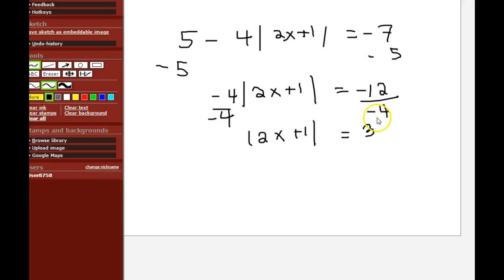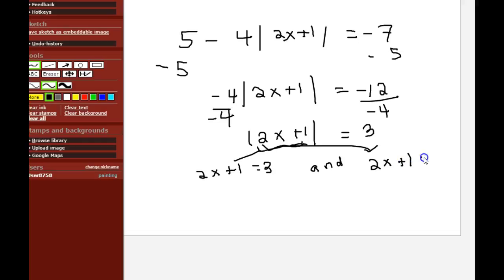If it was a negative, there would be no solution, but it's a positive, so there are two solutions. Oh, I'm so excited. So we look at this, and we know that the absolute value of positive 3 is 3. So we're going to let this inside, 2x plus 1, equal positive 3. And we also can let the 2x plus 1, what's inside of the absolute value, equal negative 3, because the absolute value of negative 3 is 3.